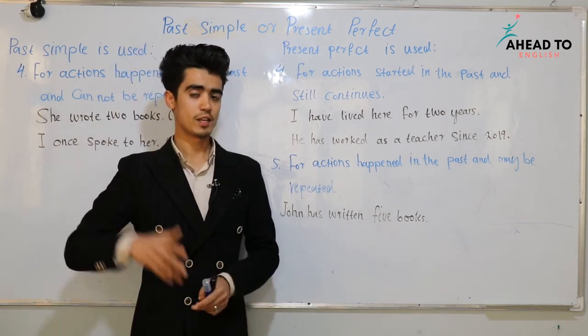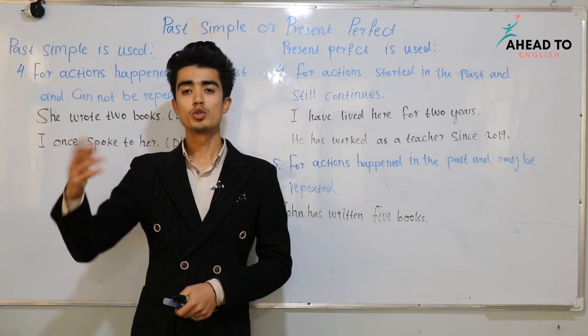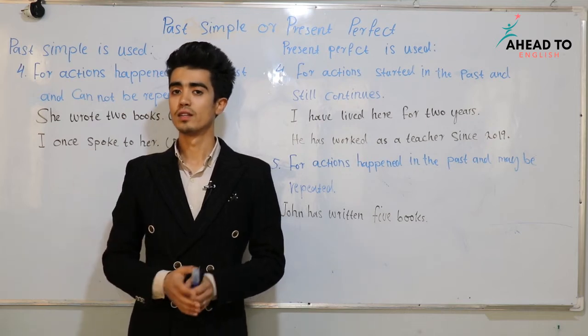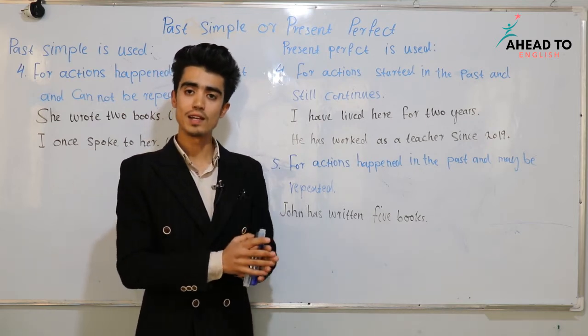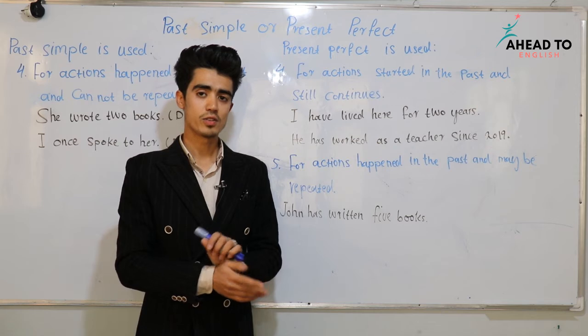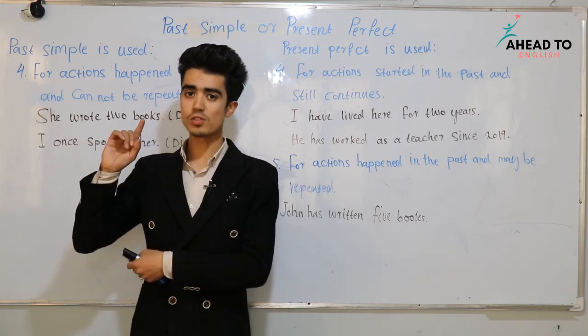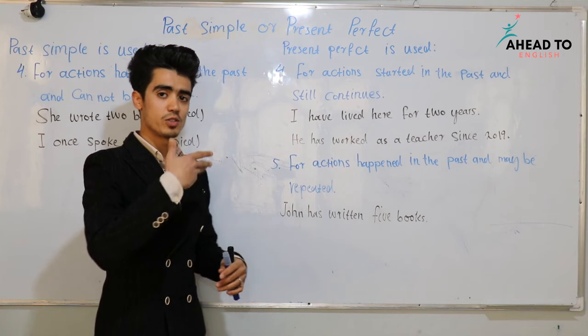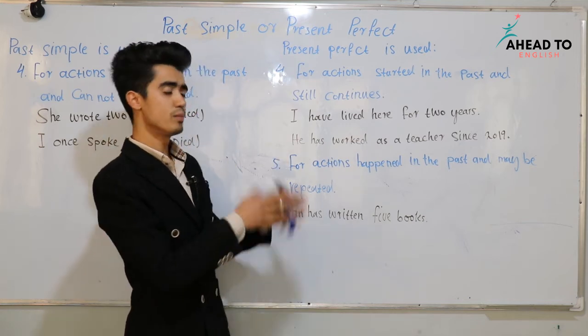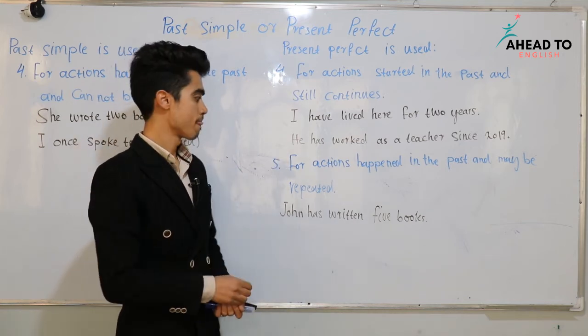I lived in Australia for 2 years or for 1 year. It means that I don't live in Australia anymore. When the action cannot be repeated or when the action is finished, we use past simple. When the action continues, we use present perfect tense.